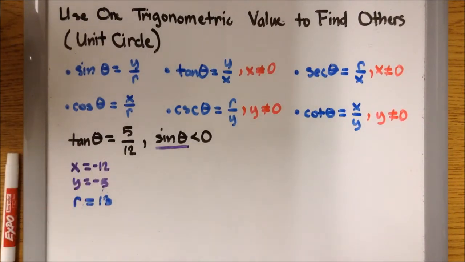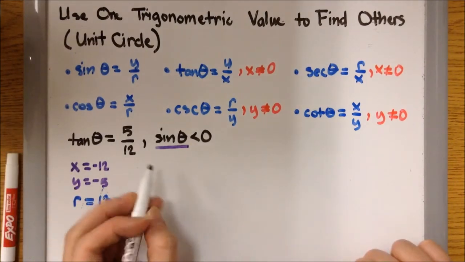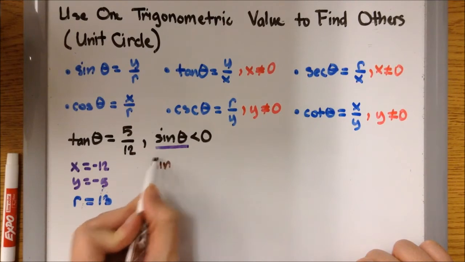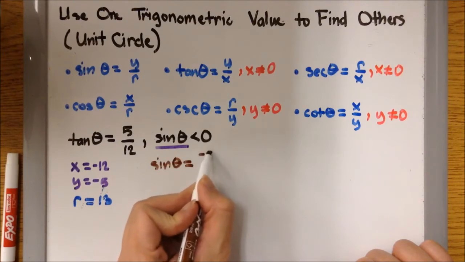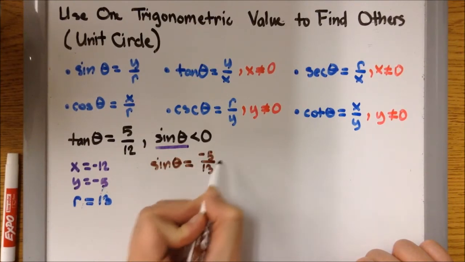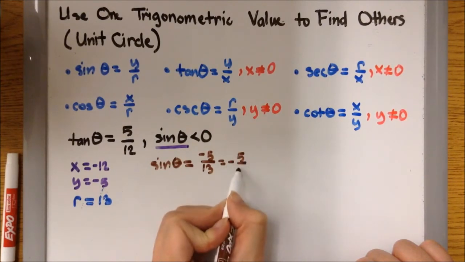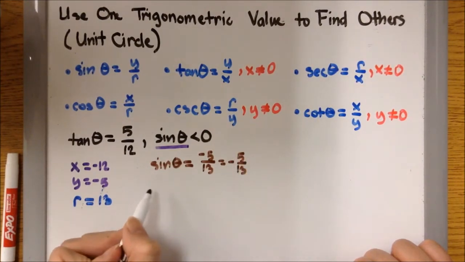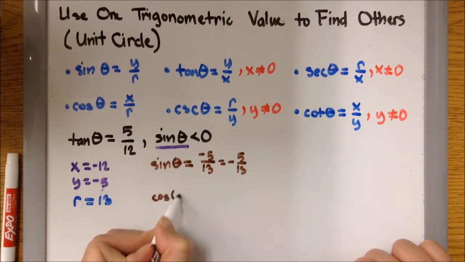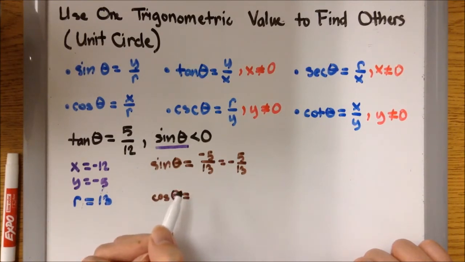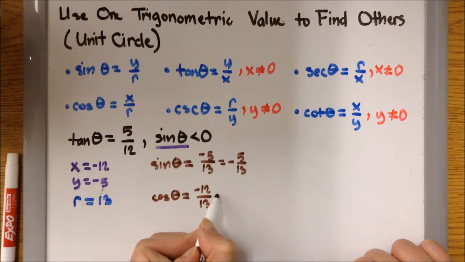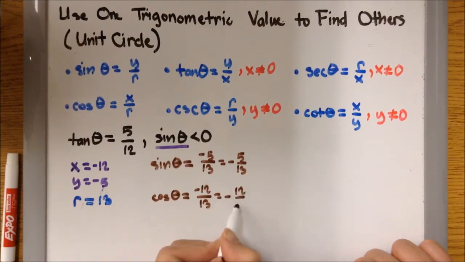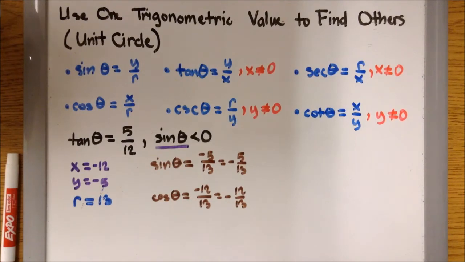Now, since we already have tan, let's do sine. So sine theta is y over r. So y is negative 5 over r, which is 13. So negative 5 over 13. Next, we're going to do cosine. Cosine is x over r, so x is negative 12 over 13, so it's negative 12 over 13. Alright, we don't have to do tan because we're already given that.